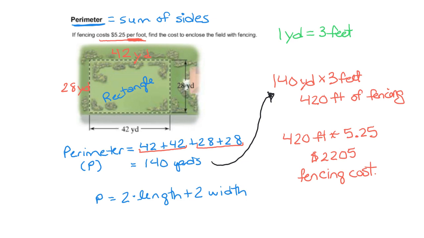After that, we want to find the fencing cost. So we took the 420 feet and multiplied it by the cost of $5.25. And it will cost us $2,205.